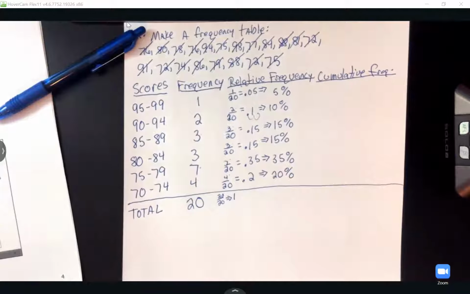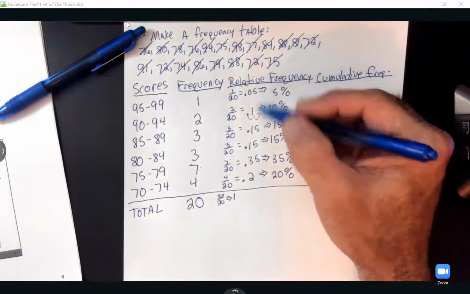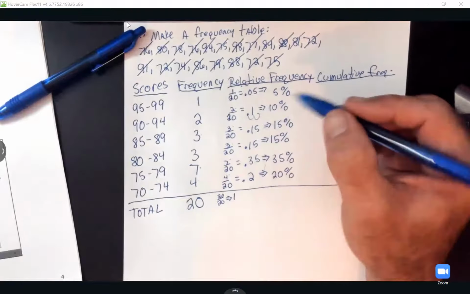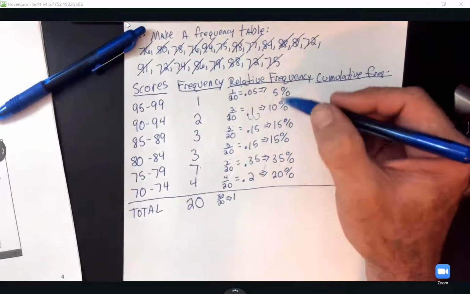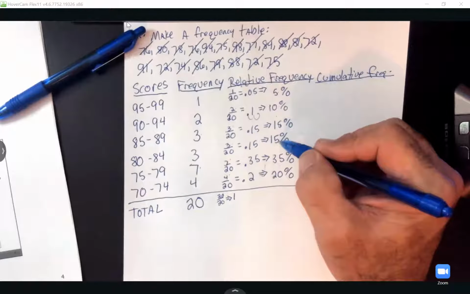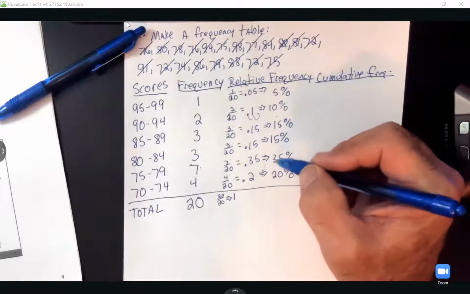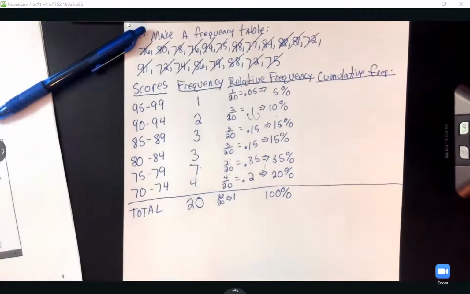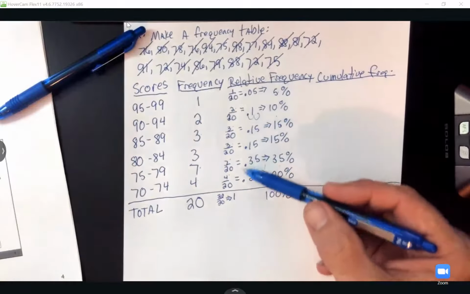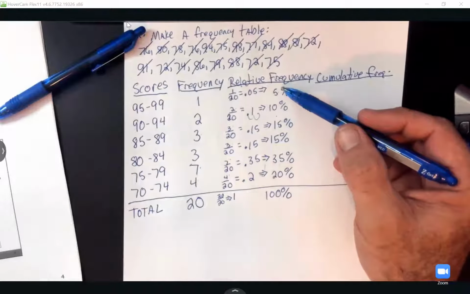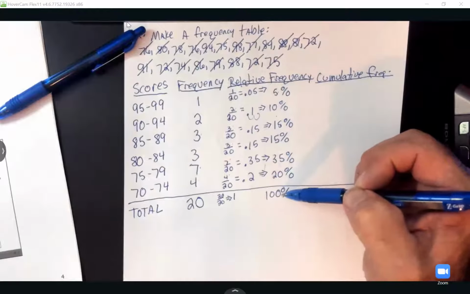So remember, the relative frequency, when you add them all together, has to equal 1. If you added all these decimals up, you'd get 1. So fraction or decimal form, you're going to get 1. Also, when you add these percents, 5 plus 10 is 15, plus 15 is 30, plus 15 is 45, plus 35 is 80, and 80 plus 20 would give you 100%. So the relative frequencies in fraction or decimal form will give you 1. The relative frequencies in percent form will give you 100%.